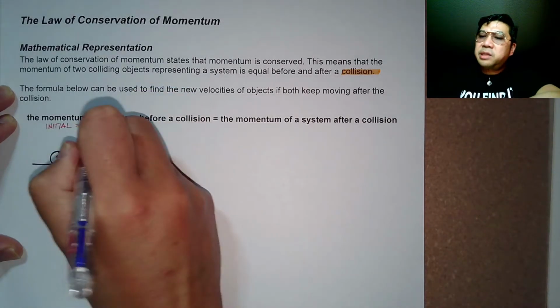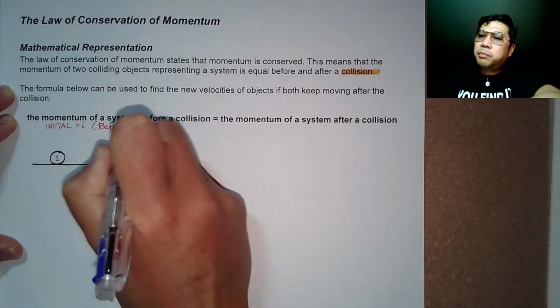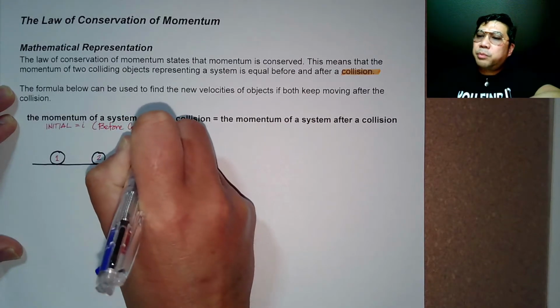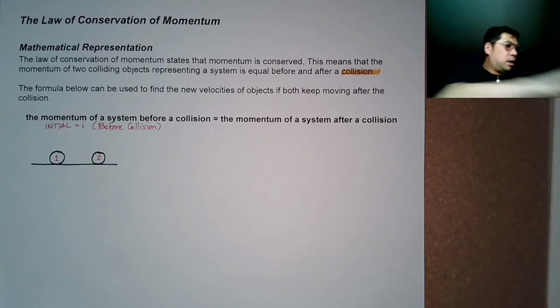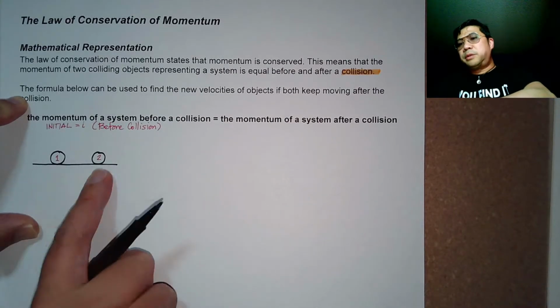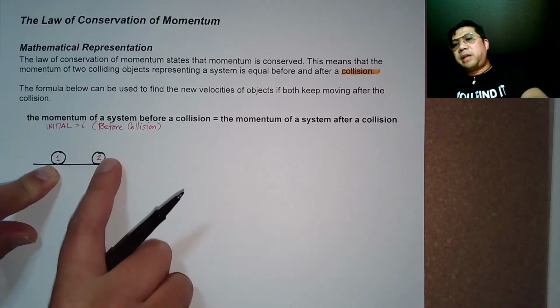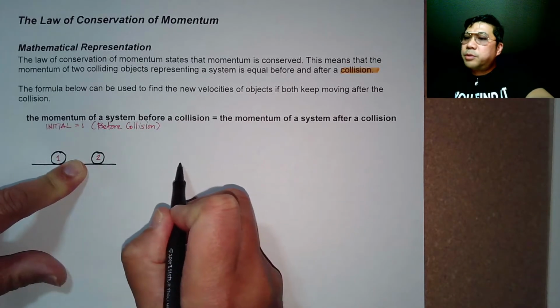Since there's no collision yet, let's call this one before collision. The law of conservation of momentum is all about collision. When collision happens, the concept of the law of conservation of momentum is applied. So, objects 1 and 2 are moving. Object 2 is moving slower to the right, and object 1 is moving faster to the right. Then it will catch up and hit object number 2.